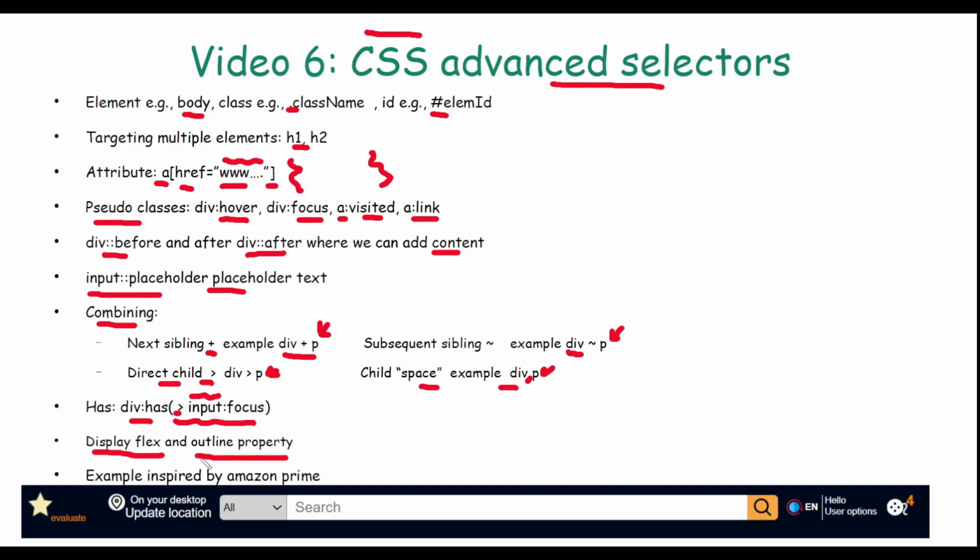Another property which we will be using in this video is the outline property, and this property is used to control an outlining border around any element. And this is the example which we will be doing in this video. We will be designing a header which is inspired by Amazon Prime, and we will design this header to give the user the best experience expected. So let's jump to the code.